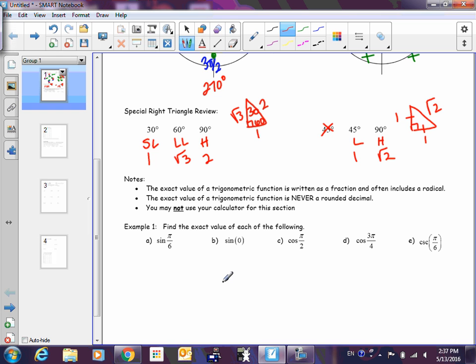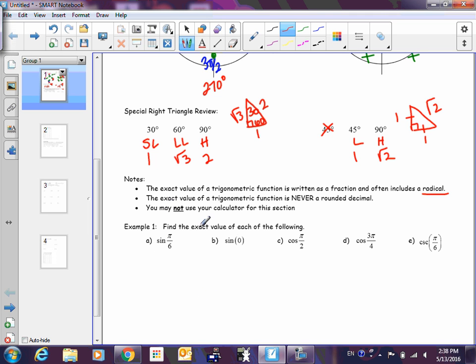All right. So just a few quick notes. The exact value can be written as a whole number or a fraction, but not decimals. And many times it has radicals, meaning root 2 or root 3. The exact value of a trig function is never a decimal. We do that stuff on our calculator. What we're talking about today is totally without the calculator. All right, and so that's the last note.